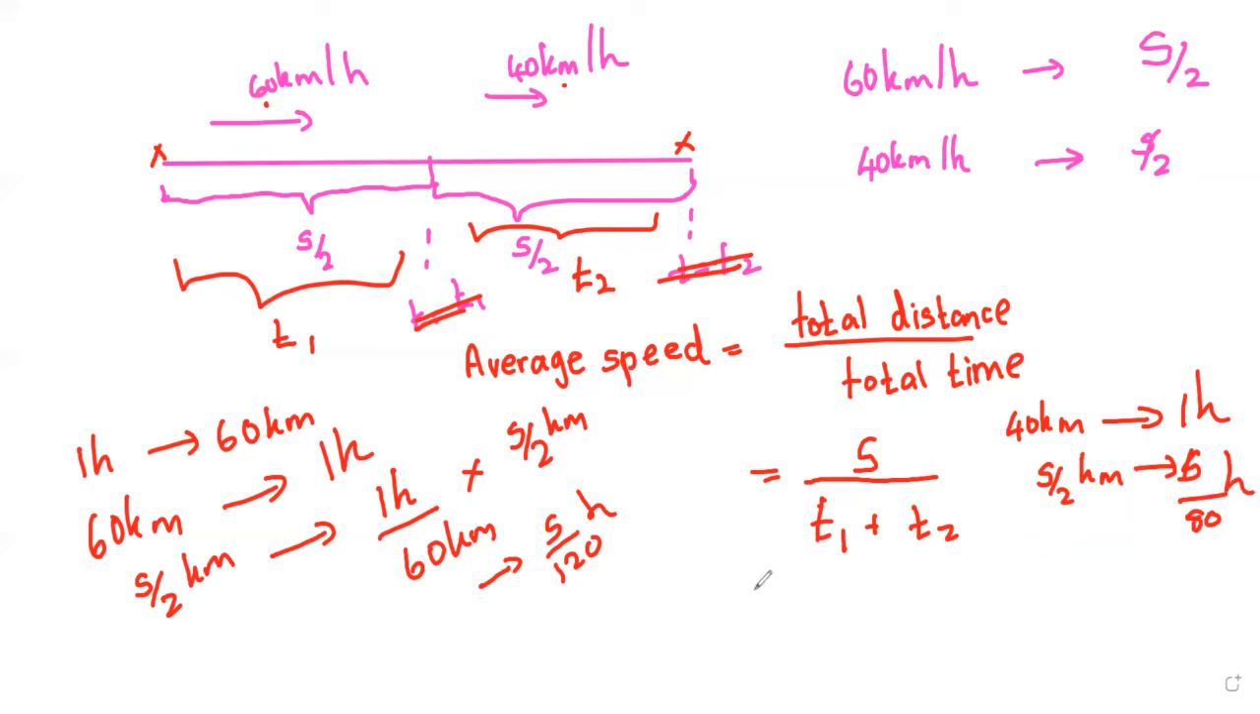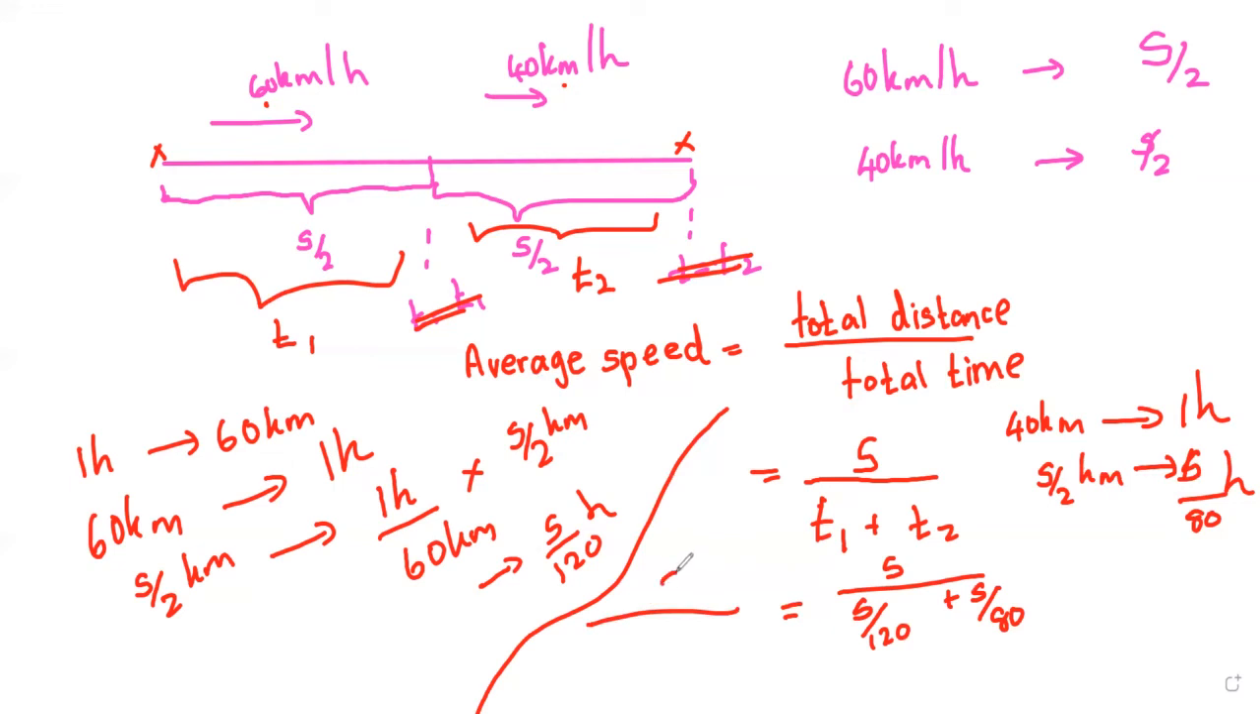So here we come for the final part. It's going to be s divided by, for the t1 I can put it like s by 120. For the next part it's going to be s by 80. So we need to simplify that. So I'm going to use this space. So this is a fraction, so you need to simplify that. So I'm going to take 240 as common. If I take 240, it's going to be 2s. Here it's going to be 3s.